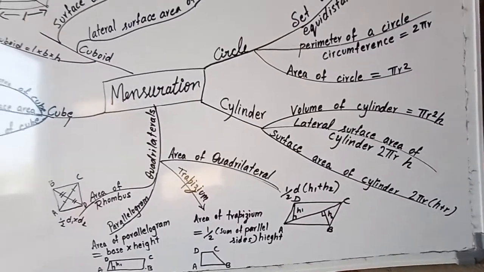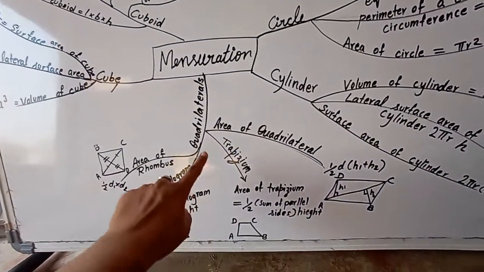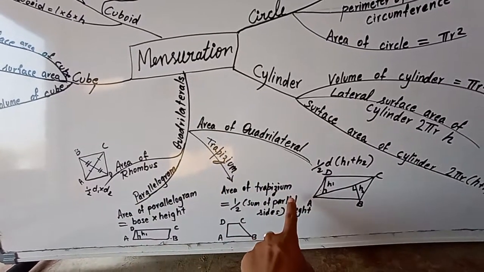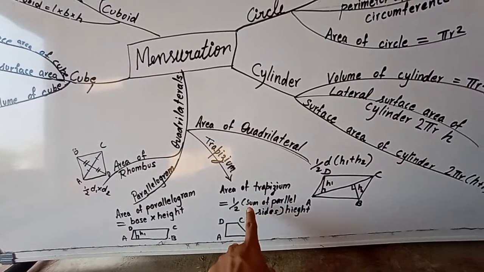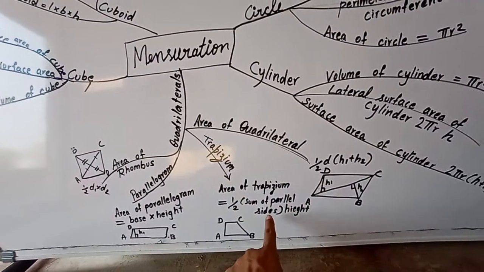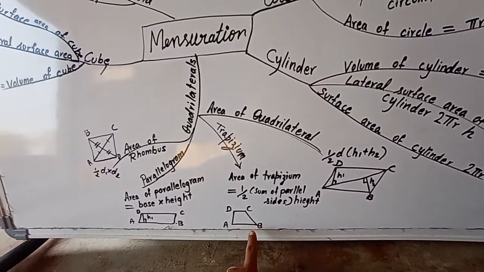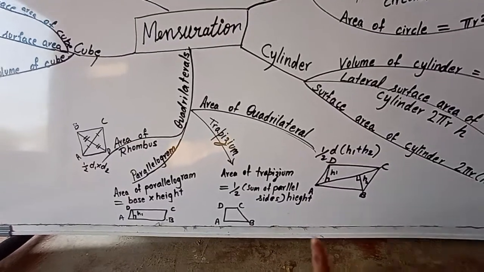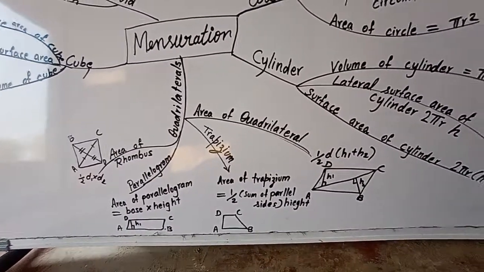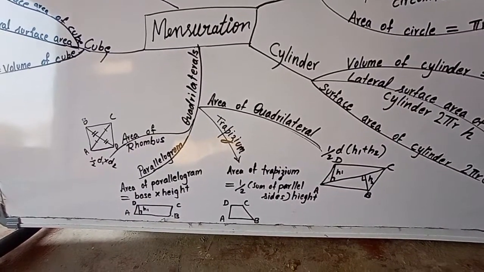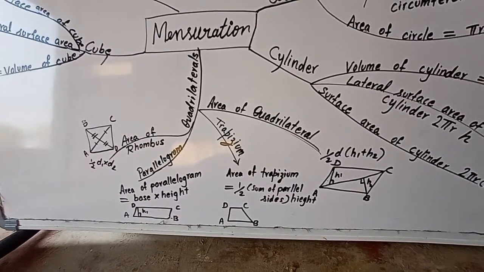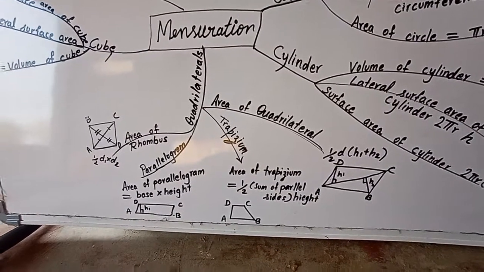d indicates the diagonal. If you go for the trapezium, area of trapezium is equal to half the sum of parallel sides into height. You can see that DC and AB are the two parallel sides. Area of trapezium is equal to half sum of parallel sides into height.